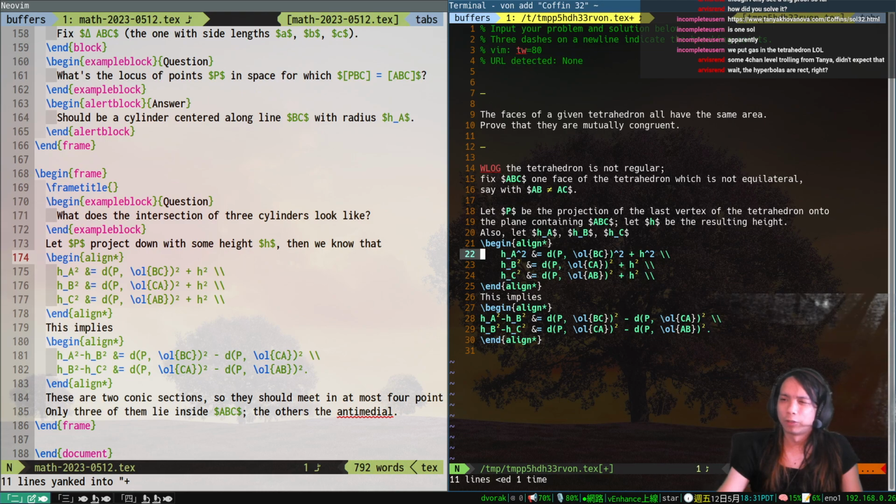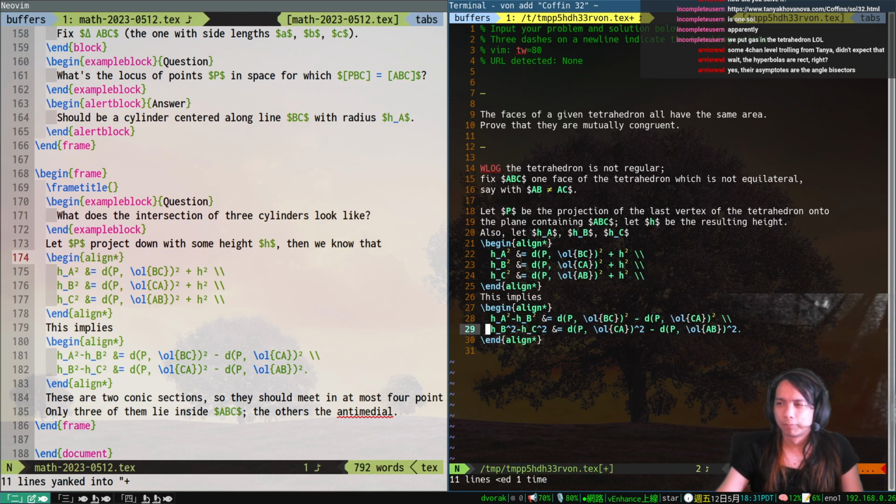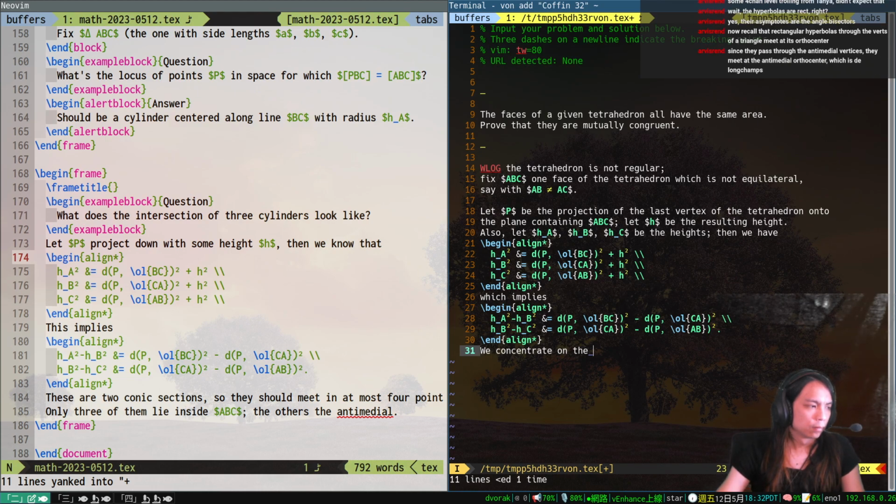The hyperbolas are rectangular, are they? Wait, are they rectangular hyperbolas? No, I don't believe that. Oh no, wait. Rectangular means they meet at a right angle, right? Oh, I see. Okay, fine, yes, they're rectangular. Yes, my bad. Then we have, which implies... Do the vertex paths meet at its orthocenter? Oh, that's pretty good. All right, yeah, I agree. De Longchamps it is.